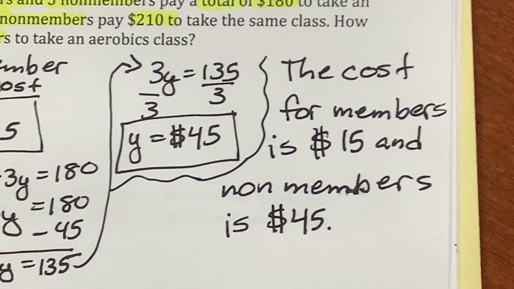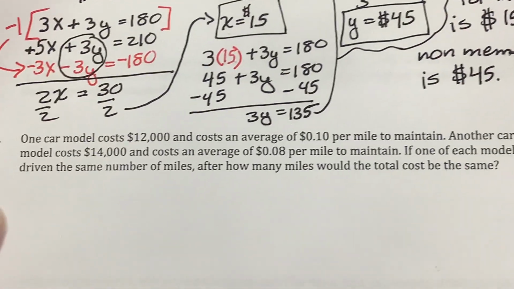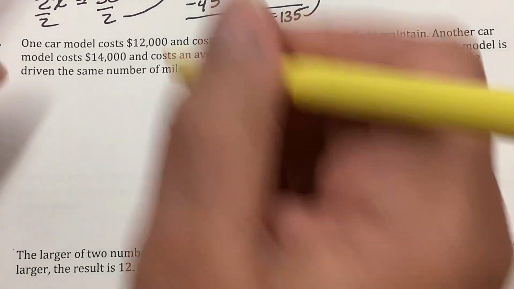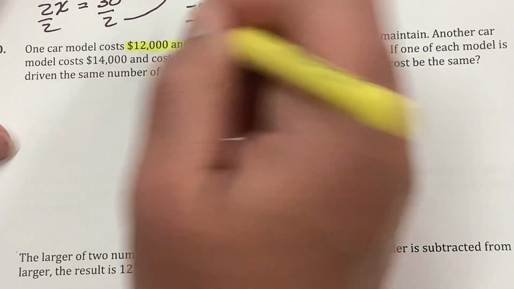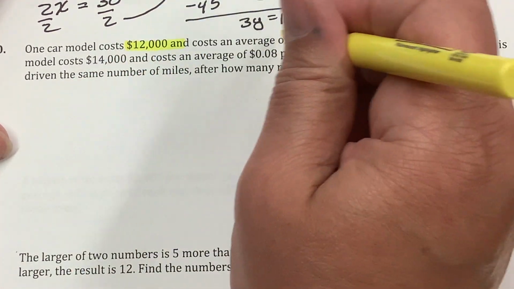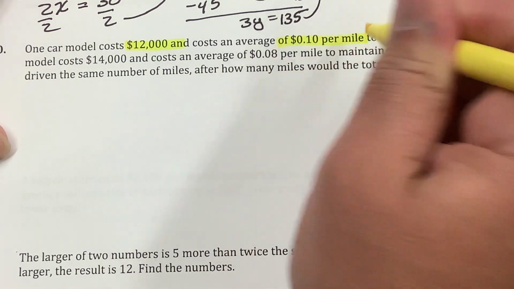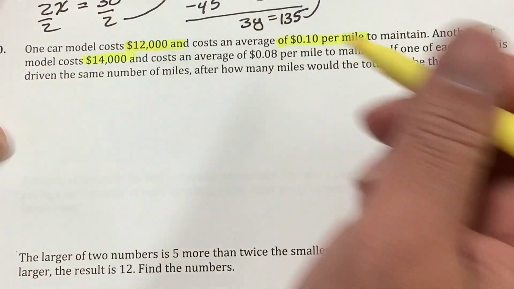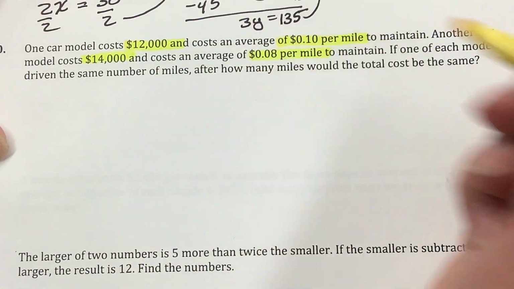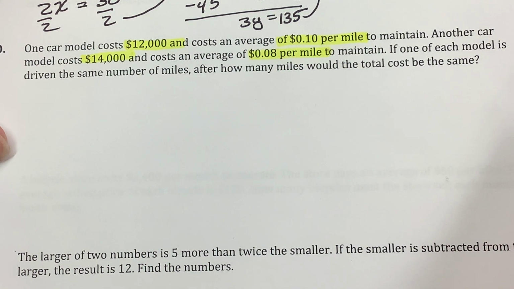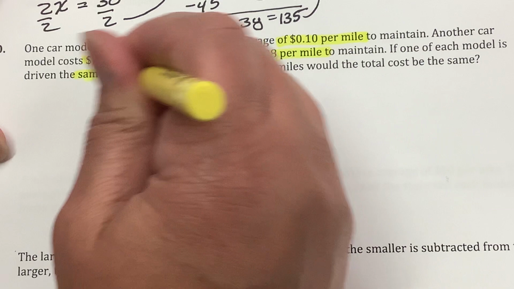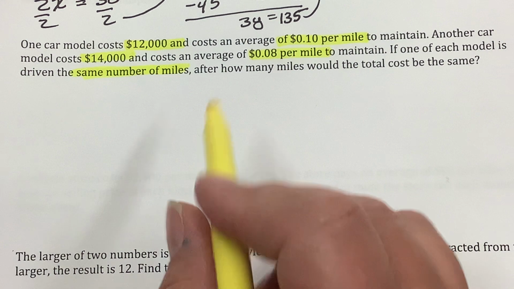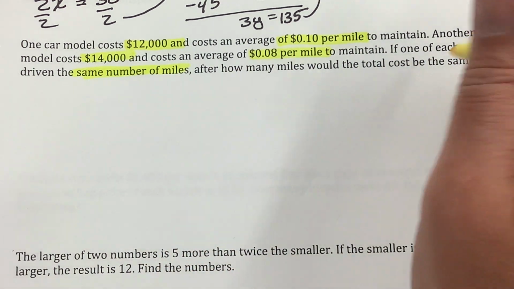All right, let's read the next problem and highlight some stuff, because that's my favorite part, highlighting. Here we go. One car model costs $12,000 and an average of 10 cents per mile. Another car model costs $14,000 and it's 8 cents per mile. If one of each model is driven the same number of miles, that means I have to make them equal to each other. After how many miles would the cost be the same?